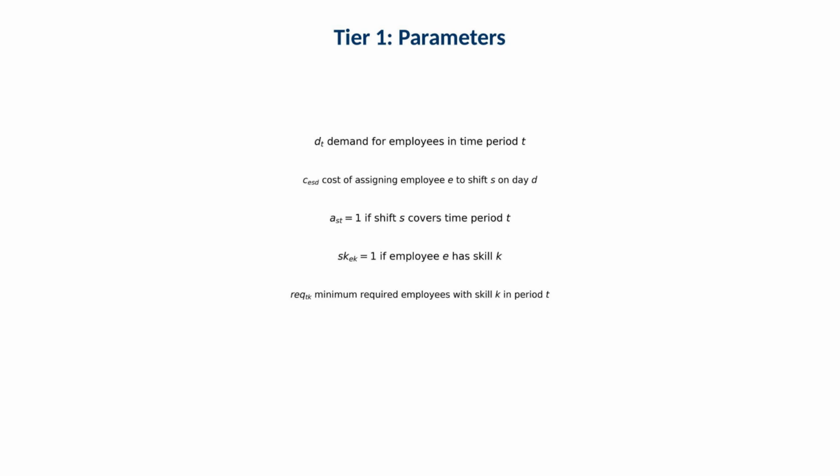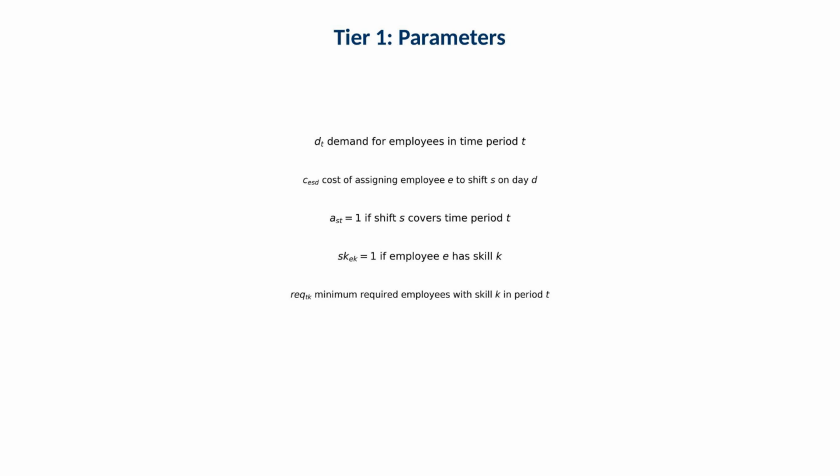Parameters are the inputs that describe the instance you are scheduling. Demand tells you how many employees are needed in each time period. Assignment cost tells you what it costs to assign a specific employee to a specific shift on a specific day. A coverage indicator tells you which time periods each shift covers, which is how the model links shift assignment to hourly coverage.